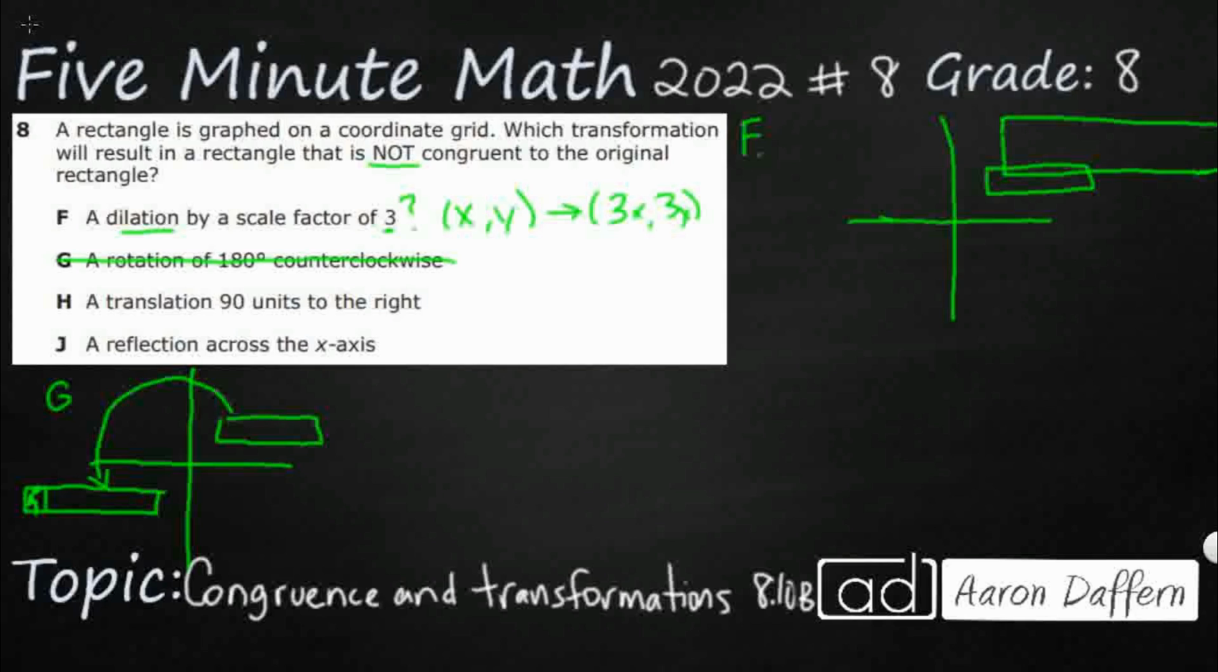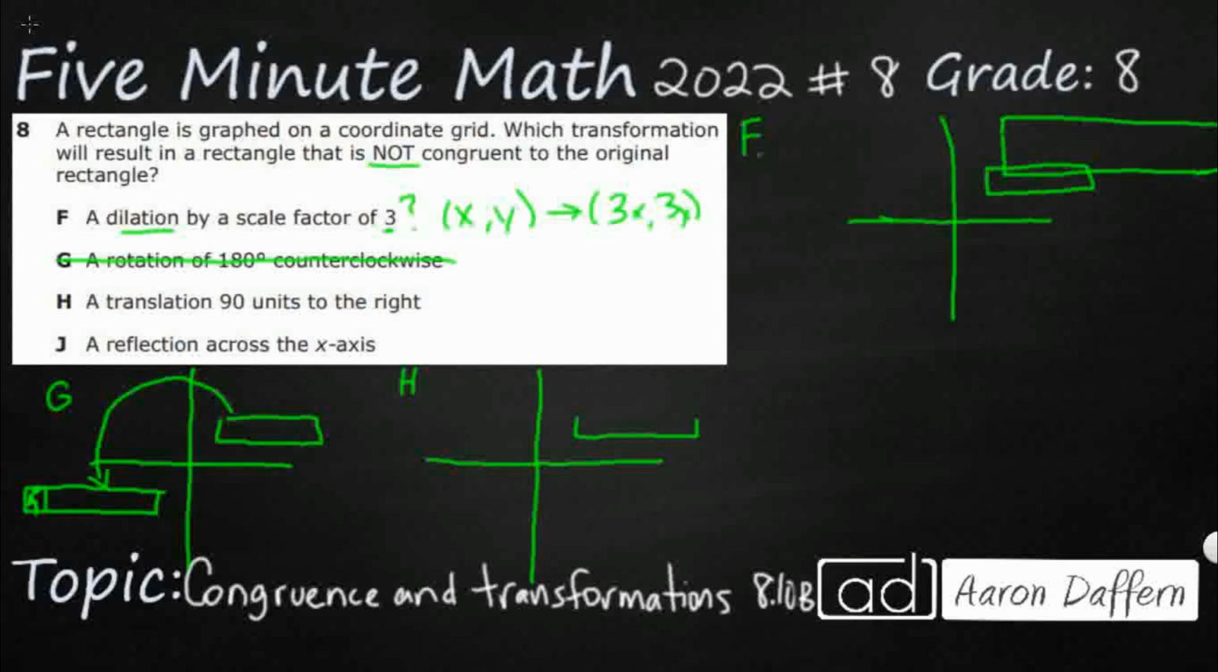So let's check H. See if that's going to change the size. That's really what we're looking for. If it's congruent, it's the same size, same shape. So not congruent means we're looking to change the size. Translation, 90 units to the right. Wow.